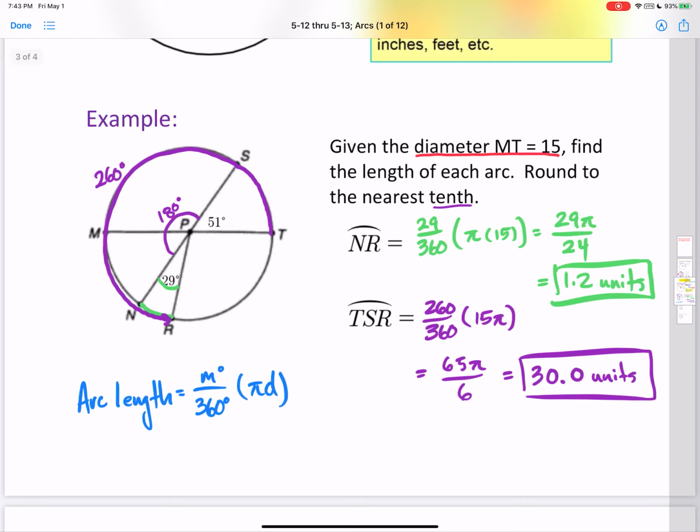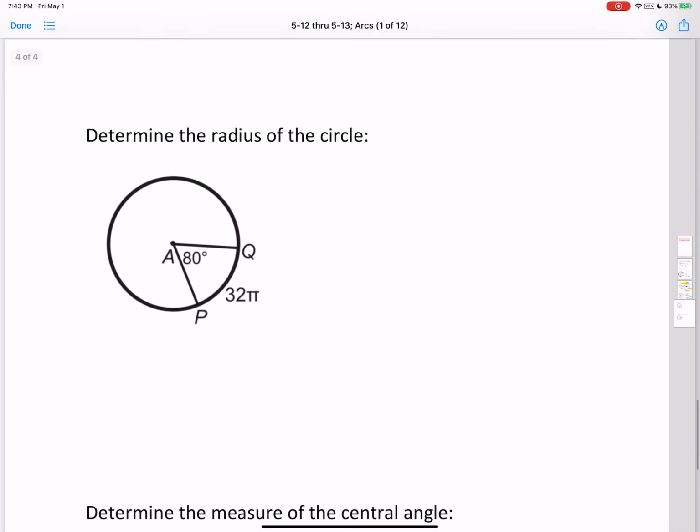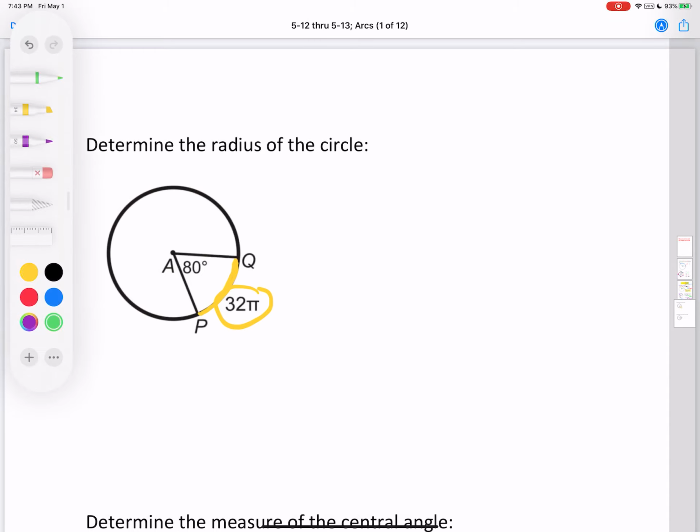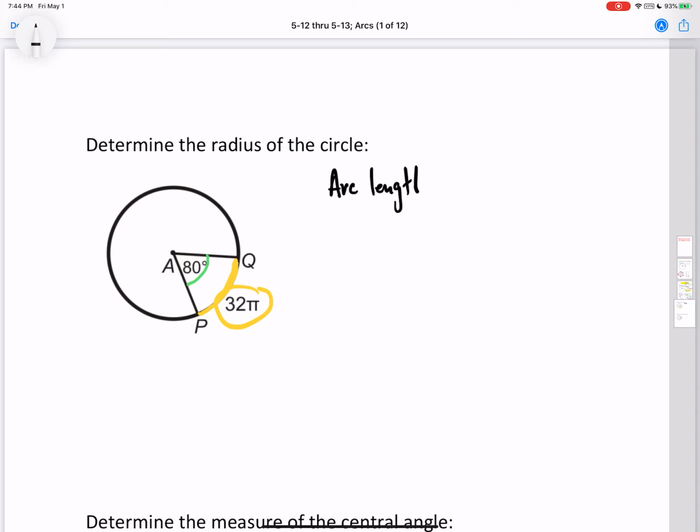All right, we have another problem, which is slightly different here. This time, what we're looking for is the radius. So we don't know what the radius is, but they did give us part of our circumference. So they gave us our arc length, which is this part over here. That's 32 pi. And they also gave us the central angle at 80 degrees. So what we're going to do is use our rule here, and I'm going to write out that rule. It was the arc length is equal to the measure of our angle over 360 times the circumference, and since we're finding the radius, I'm going to do 2 pi r.